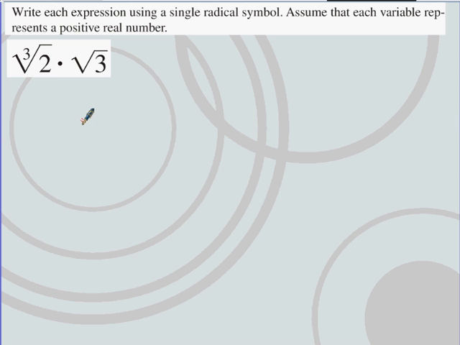The cube root of 2. The bottom number is the radical. Times the square root of 3. The bottom number is the radical. You can only multiply these if, like I said, it's a square root times a square root, or if it's a fourth root times a fourth root. That's what we've been doing. Well, here's a third root times a square root.